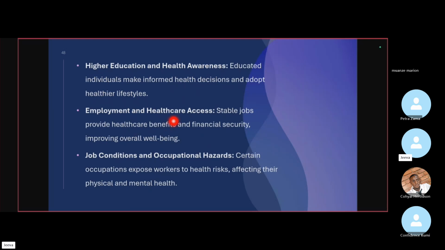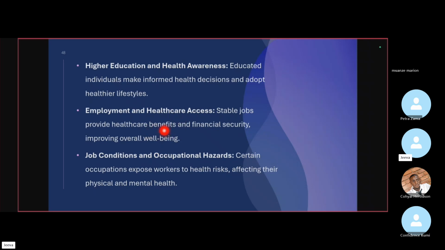Then employment and healthcare access. If a person has a stable job, they will get better healthcare benefits and financial security, which will overall improve their well-being. Then job conditions like occupational hazards. People who are exposed to high-risk work can have their physical and mental health affected. Like people working in coal mines or glass factories are always exposed to harmful chemicals and gases, so they have a high risk of getting health issues. So that is one thing affecting the healthcare system.